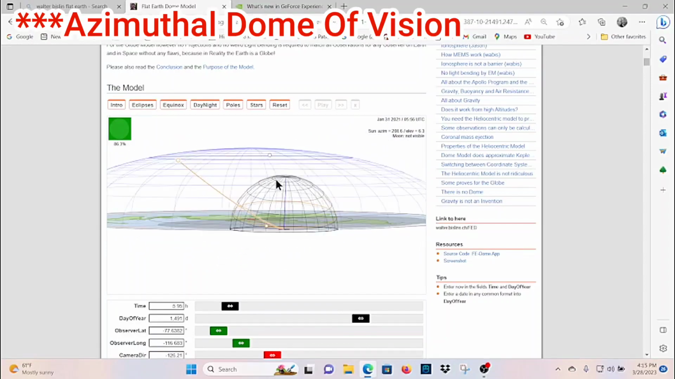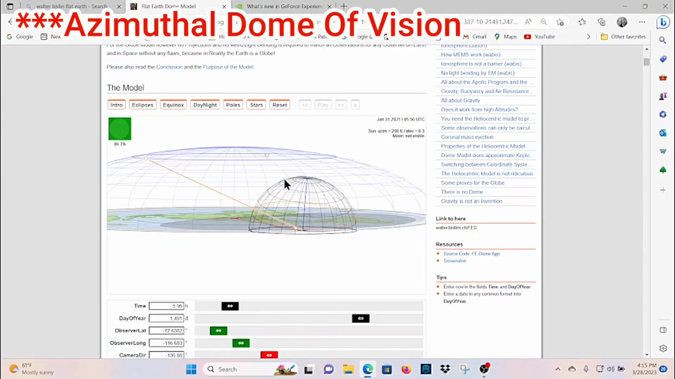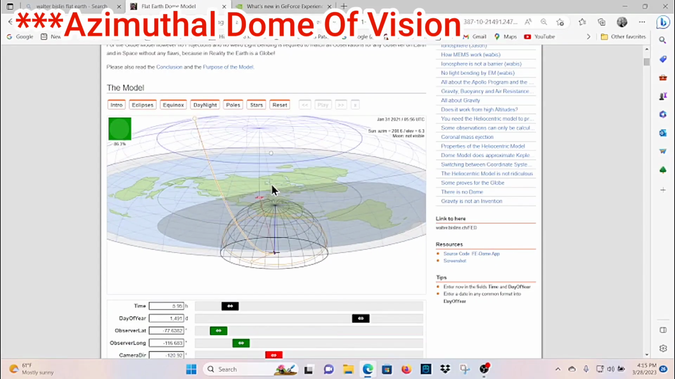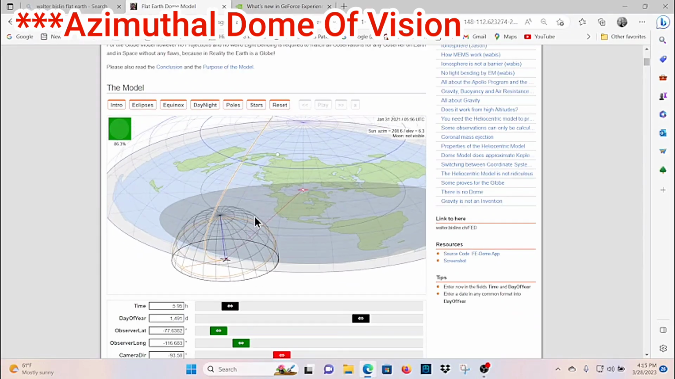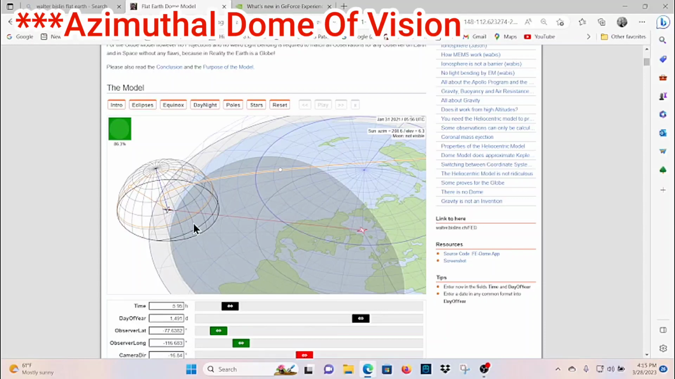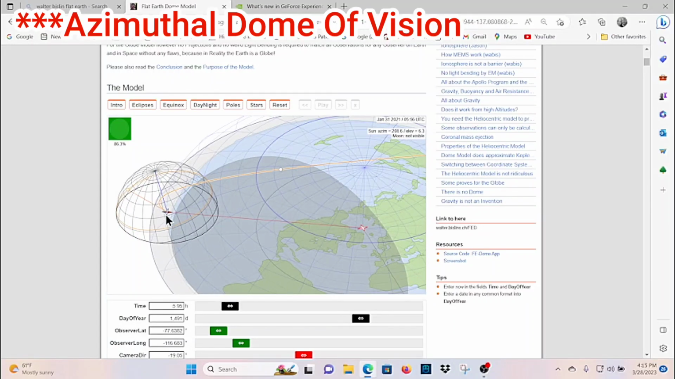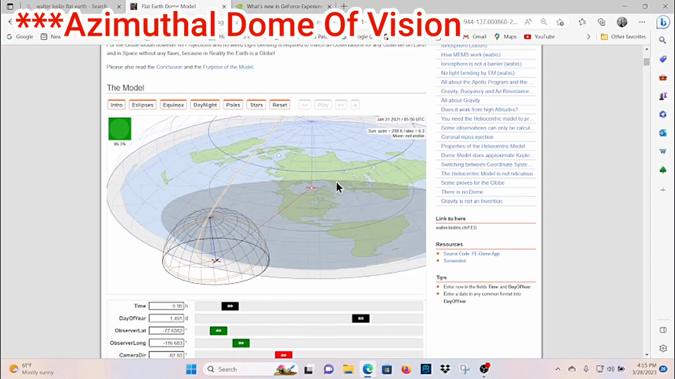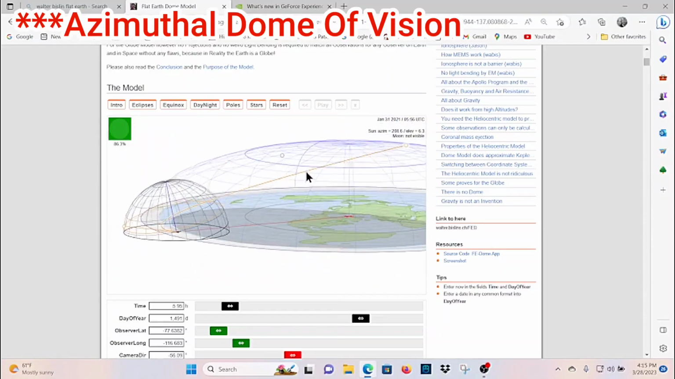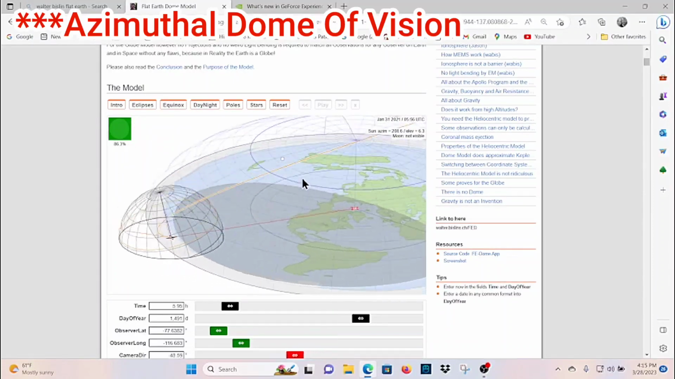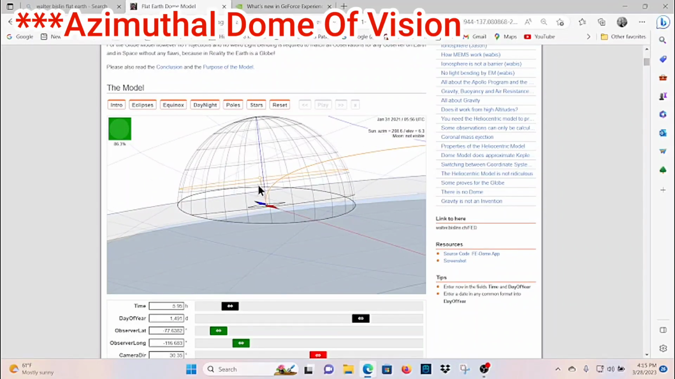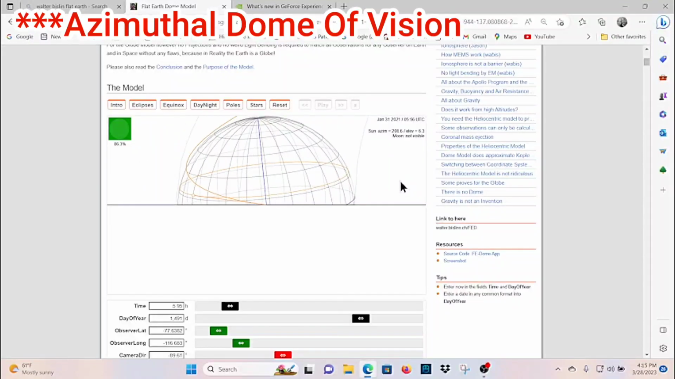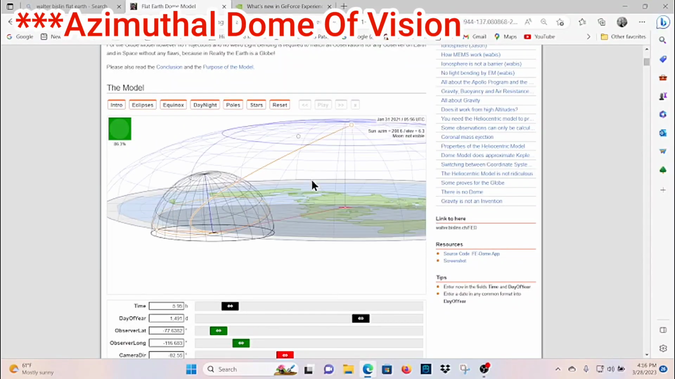So again, if a flat earther comes and tells you flat Earth atmospheric dome of vision, just have them pull it up and show you where the sun would be. If we're standing on the ice wall in Antarctica, where should the sun be? Have them pull it up and show you. Because if we're looking at the sun and it's supposed to be over there, but it's actually behind you in flat Earth, it makes no sense.